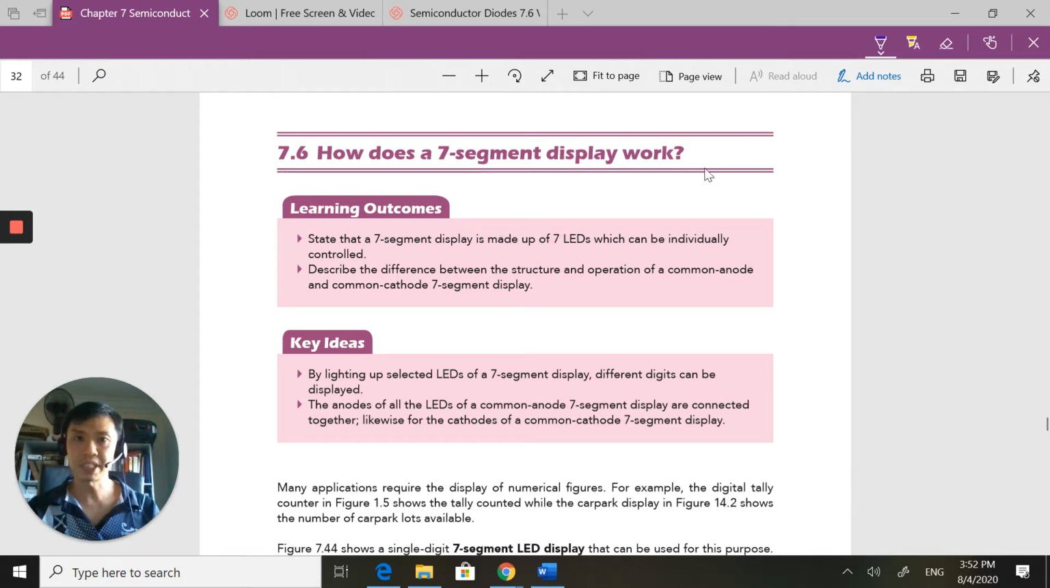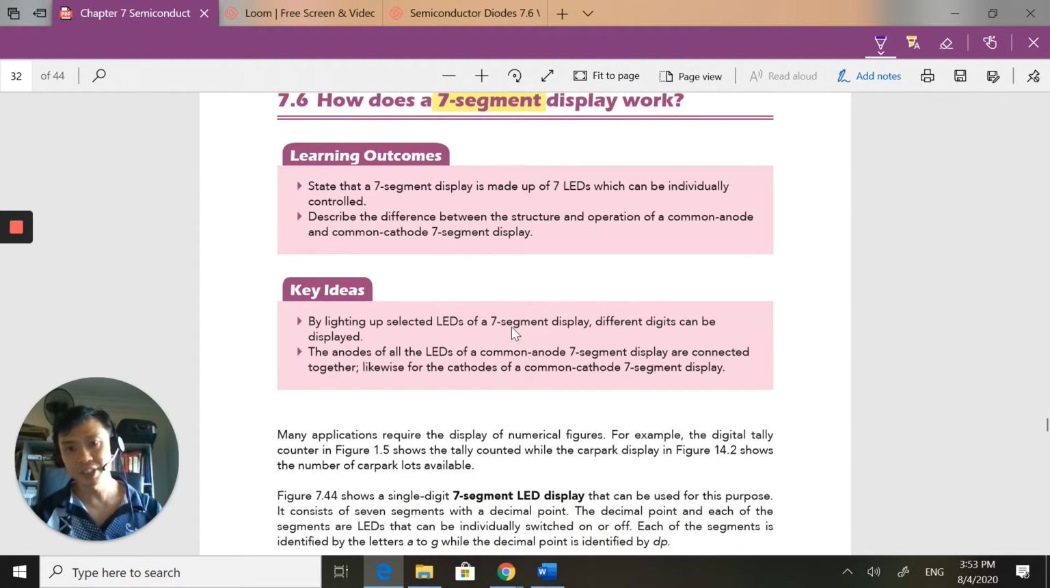Previously I talked about LEDs, how they work and how we do certain calculations involving LEDs. But for now, I'm going to tell you what happens when we put a bunch of LEDs together. Specifically, we put 7 LEDs together. What happens?